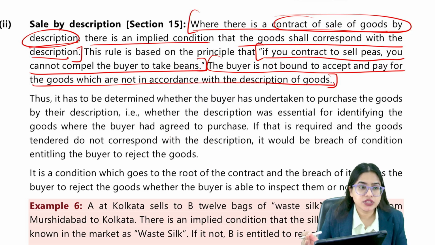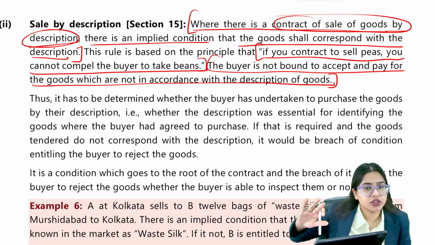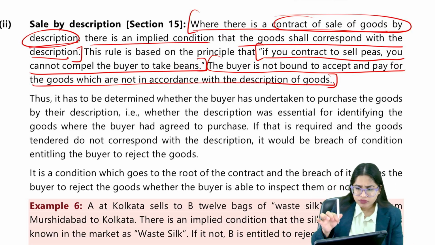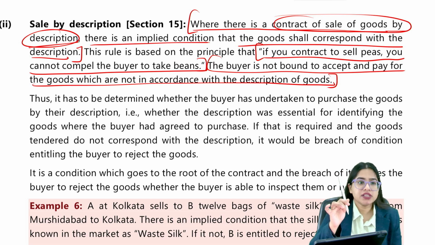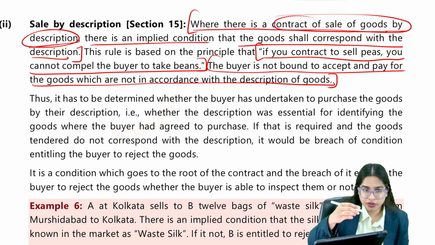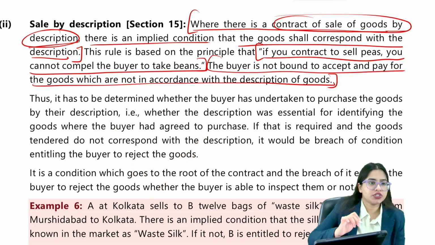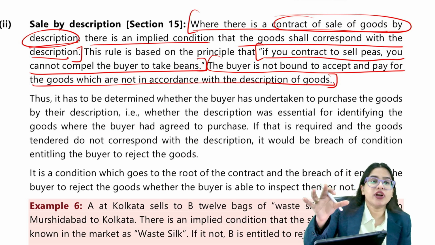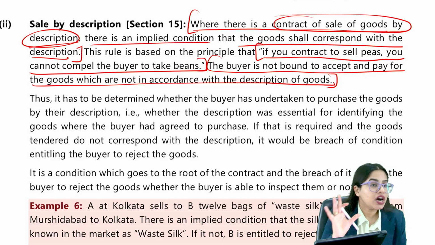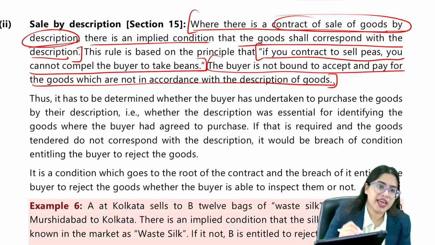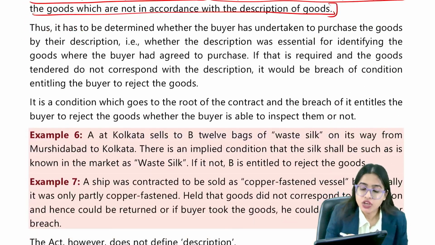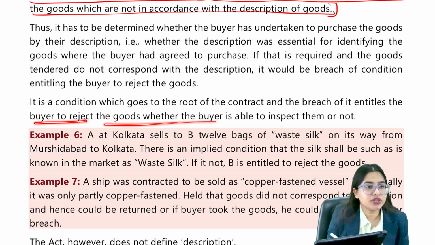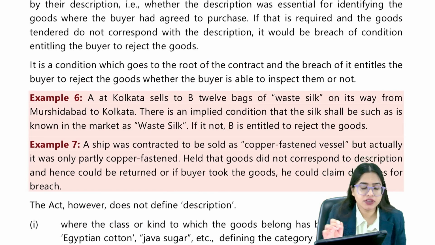So what we are trying to say is that if I'm describing the product, that the product should be like this, say I want such a pencil, an Apple Pencil, which has the sensitivity touch feature. In that case, if I'm describing the product, then you have to give me the same product which corresponds with the description. Otherwise, it will be treated as breach of condition, and I can cancel the contract and claim my refund. So if the condition goes to the root of the contract, the breach of it entitles the buyer to reject the goods. Same thing is given here.